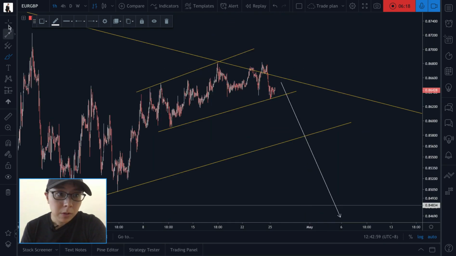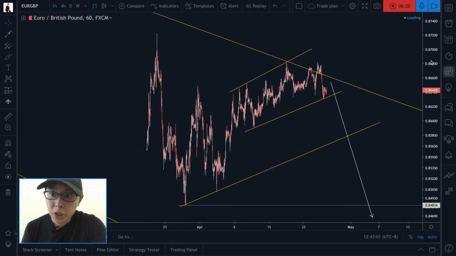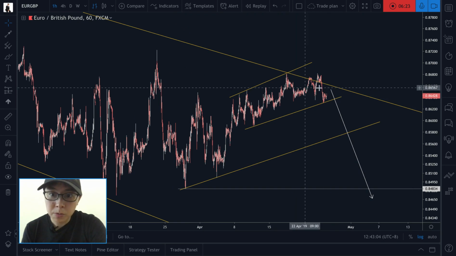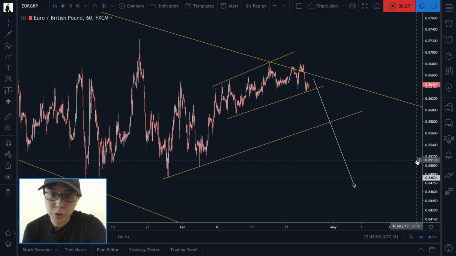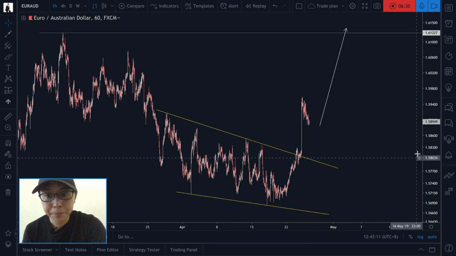Euro pound, the bias never changed. Price just continued to move sideways. The whole pattern still signifies a potential drop towards 8483. So nothing much to update over here.